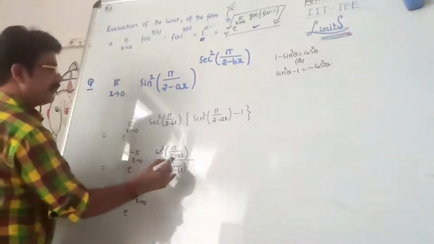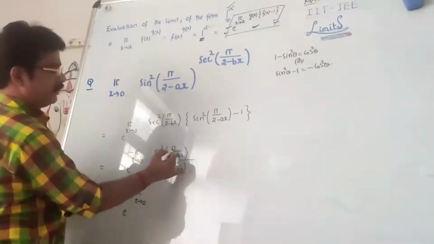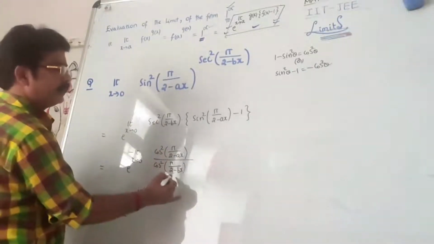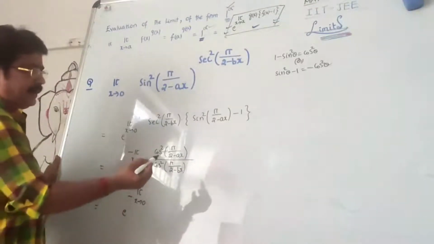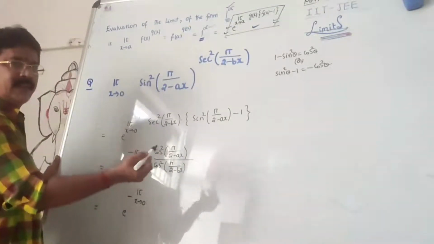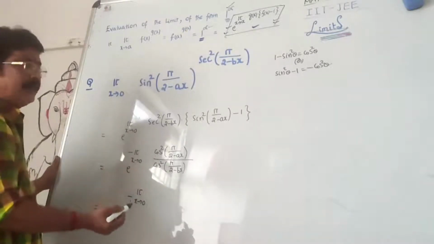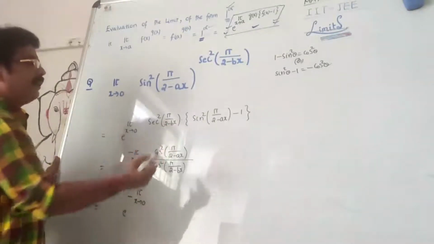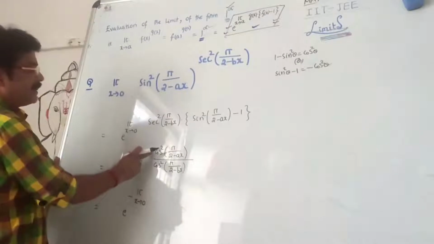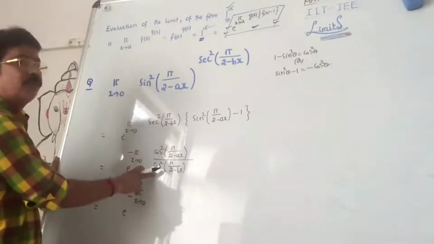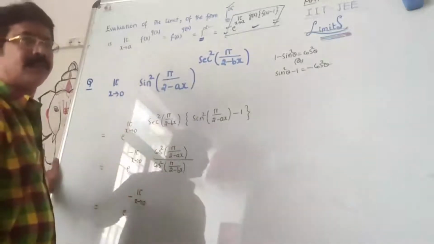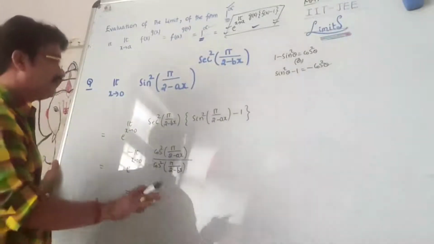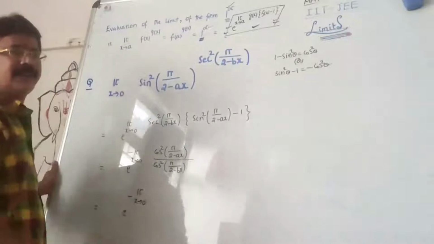By putting x equal to 0, cos pi by 2 gives 0 by 0, of course it is an indeterminate form. Then we could apply L'Hospital's rule, but applying L'Hospital's rule when it contains cos square is too difficult and will take a number of steps. That's why we first have to change this in terms of sine.